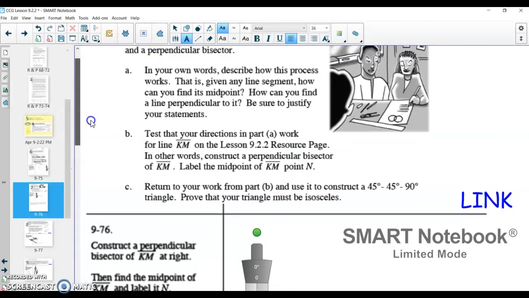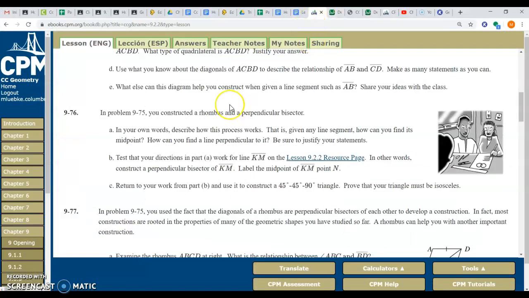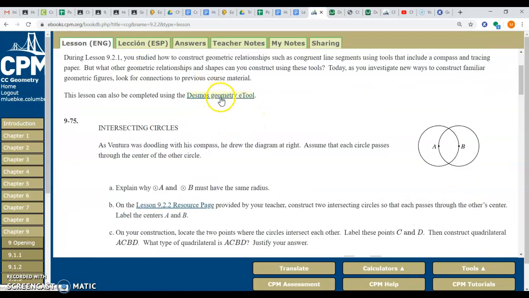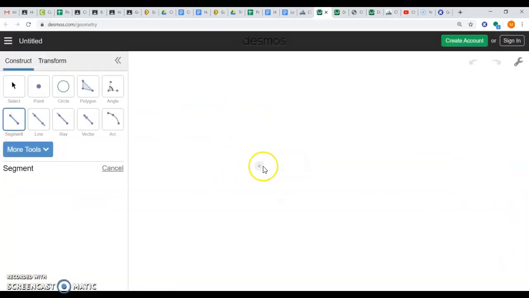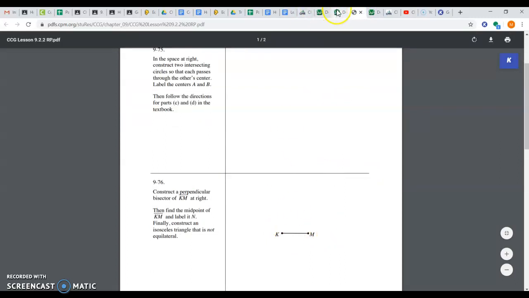All right. So then in part B, it's going to say test my directions from part A, what I just wrote, meaning I'm going to need a straight line, and then I'm going to see if I can find the midpoint of that straight line using a perpendicular bisector. So I'm going to go to my Desmos, my ebook again, and if you haven't already, open up that e-tool. It's going to be blank, but just create any line segment. I believe if I go to my resource page, it wants us to call it KM, and so I'll do that.